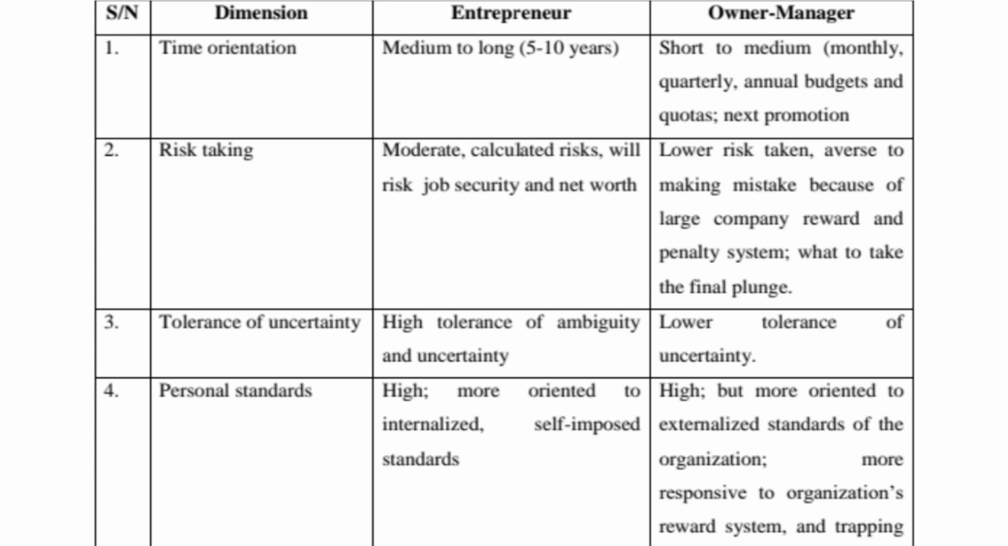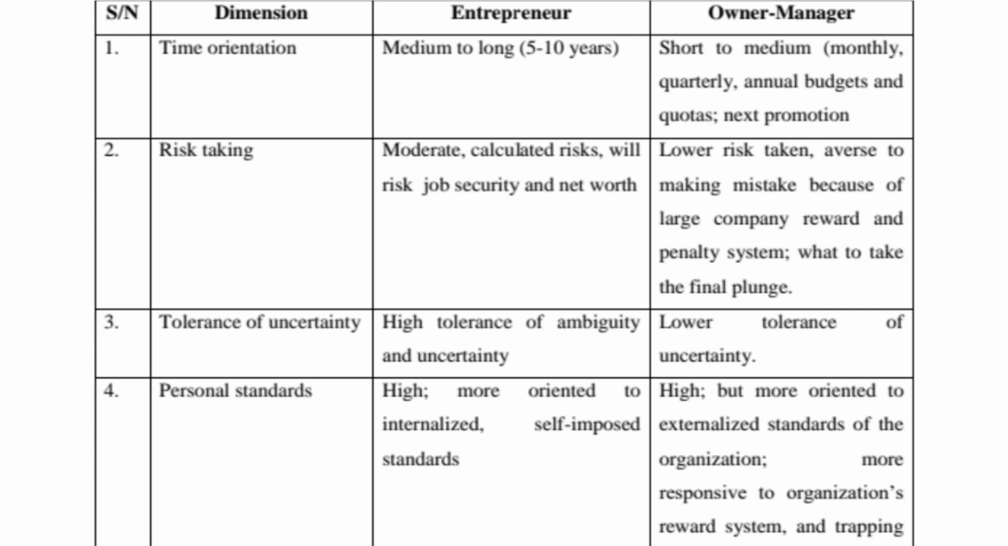1. Time orientation. Entrepreneurs take medium to long time, that is, 5 to 10 years, to assess their growth. While owner-managers take short to medium time, that is, monthly, quarterly, annual budgets and quotas, next promotion, to determine their growth. 2. Risk-taking. Entrepreneurs take moderate, calculated risks, and they will risk job security and net worth. While owner-managers take lower risk, and they are averse to making mistakes, because of large company reward and penalty system.